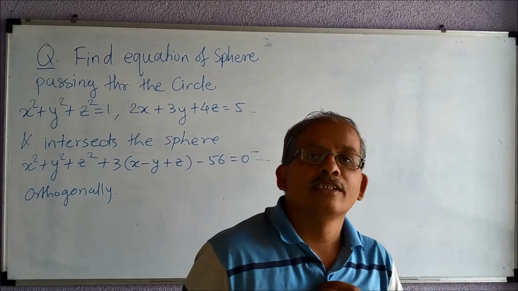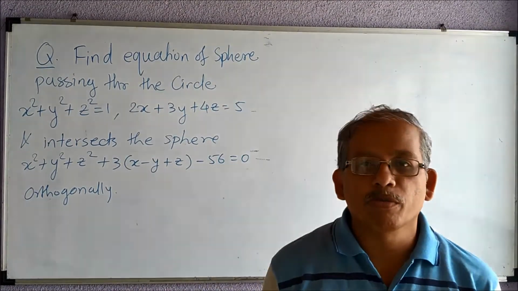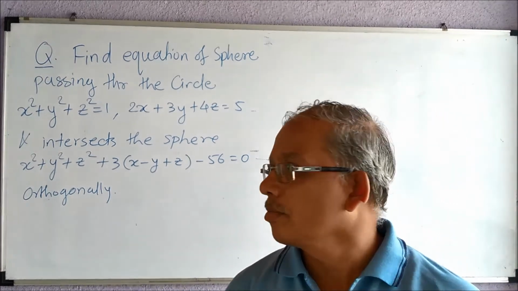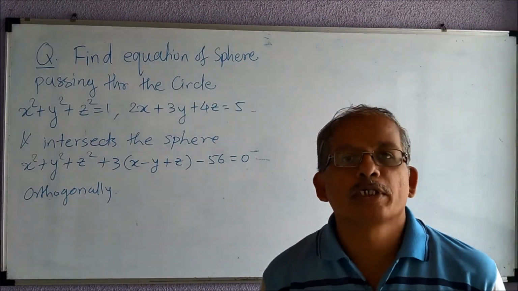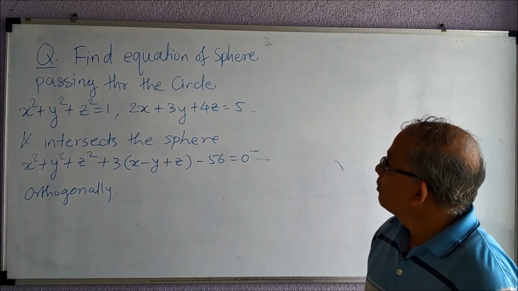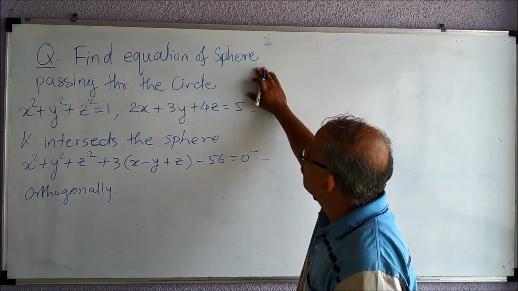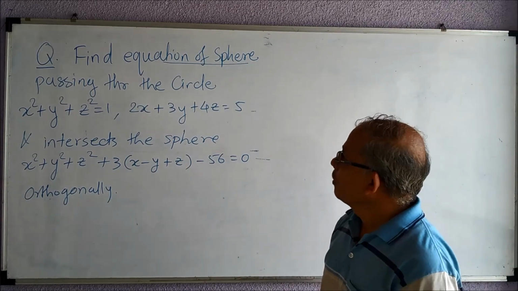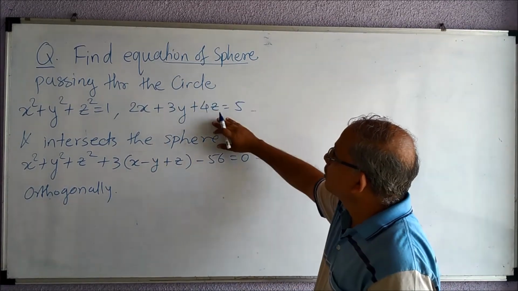Okay, hello friends. Now let us take one more problem on orthogonal spheres. This kind of problem they usually ask in the exam. See, the problem is like this. Find the equation of a sphere that passes through the circle.